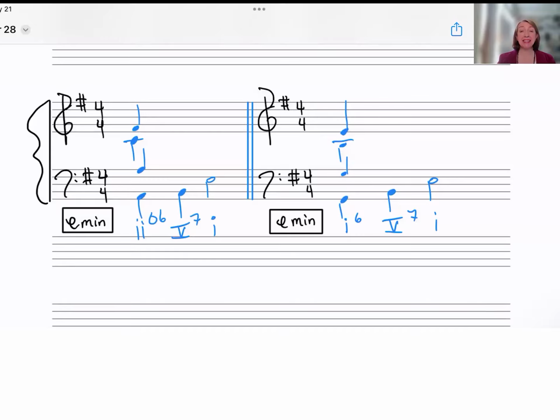Now let's talk about cadences where we have a dominant 7th chord moving to tonic. And in many voice leading situations, we're going to have an incomplete chord either on the 5/7 chord or on the final tonic triad. Here's an example in the key of E minor.